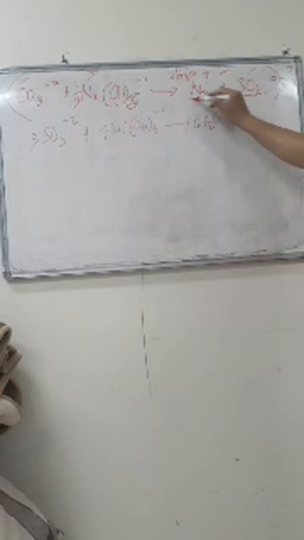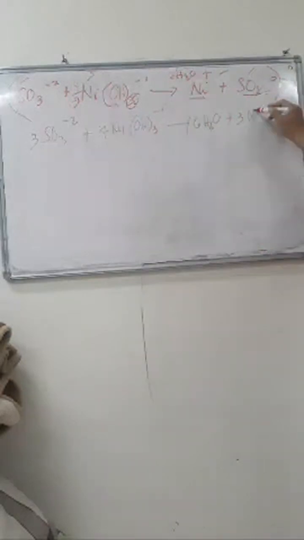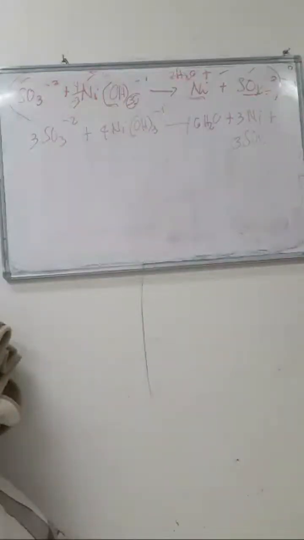Plus 3 nickel, plus 3 sulfate. Is it balanced? Sulfur 3, sulfur 3. Nickel 4. The nickel is not balanced, because nickel is 4 here, see? And here, nickel is only 3. So how can the nickel be balanced? It's not balanced really. So how can we do that?